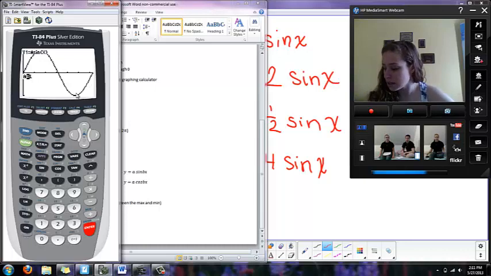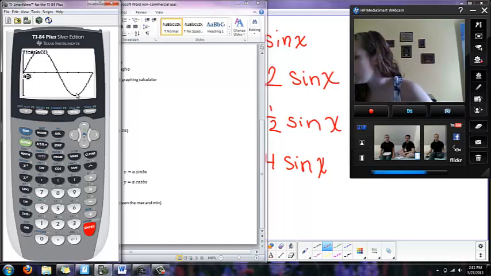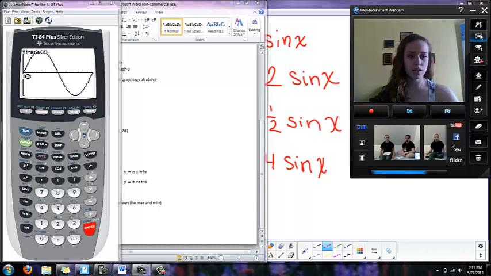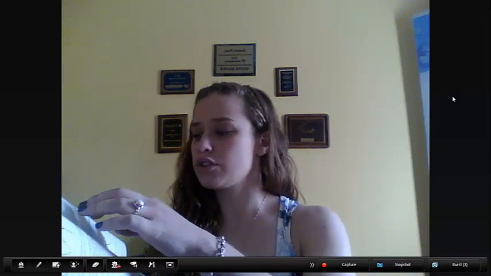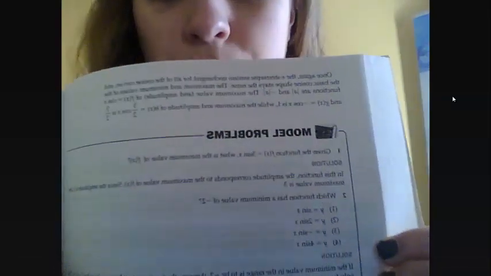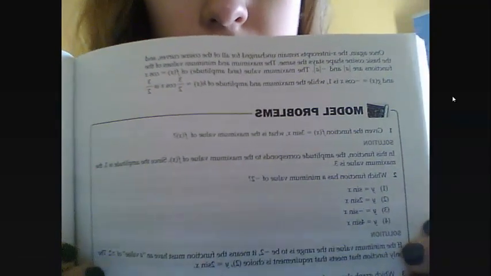So then it tells us to take a look at the model problem in your workbook on page 374. So you can either grab your book or you can try to look at my book if you can see it. Okay, so model problem on page 374. So I'm going to see if I can see this at the same time as you. So given the function f of x is equal to 3 sine of x, what is the maximum value of f of x?